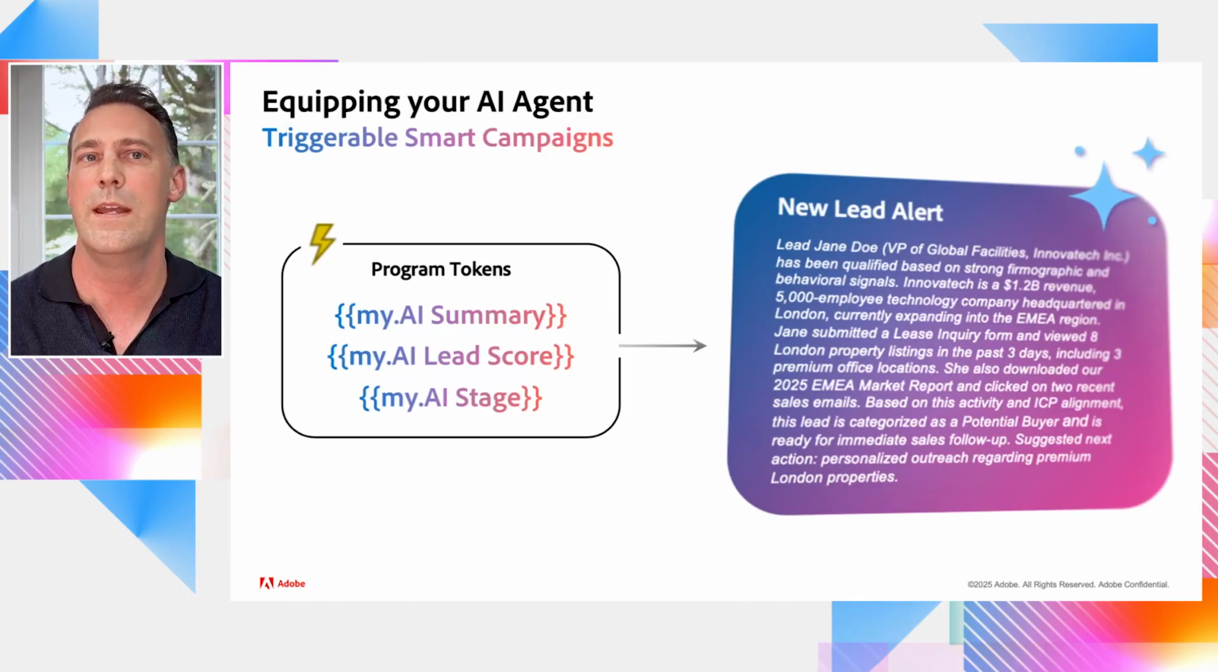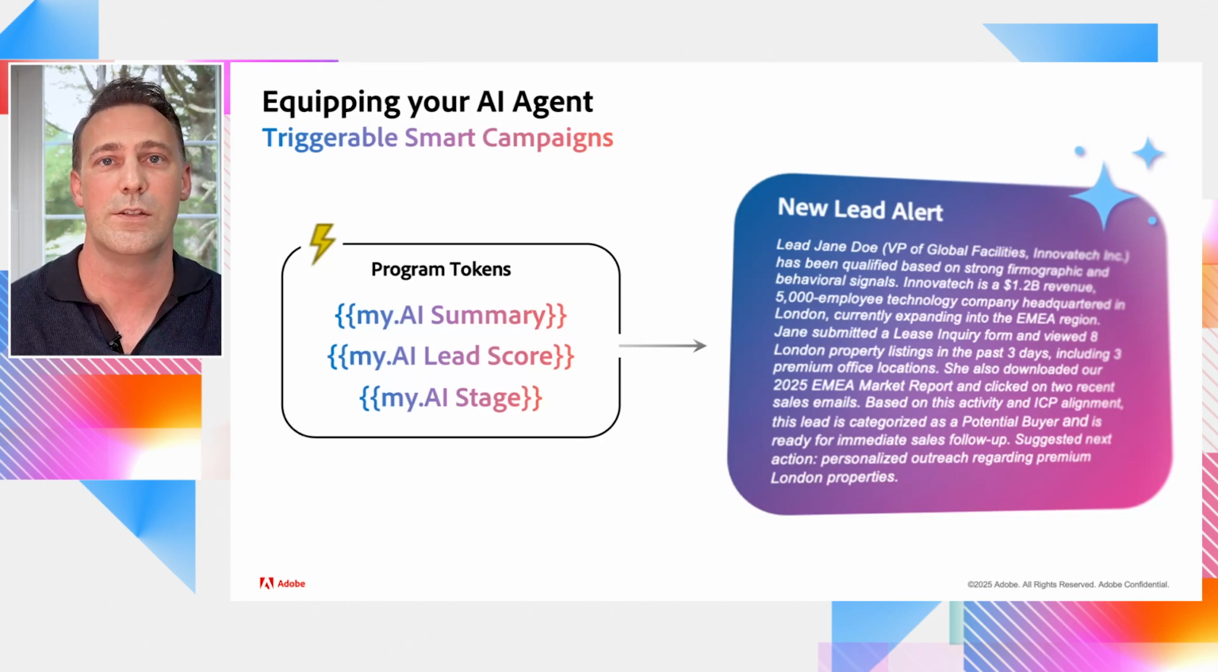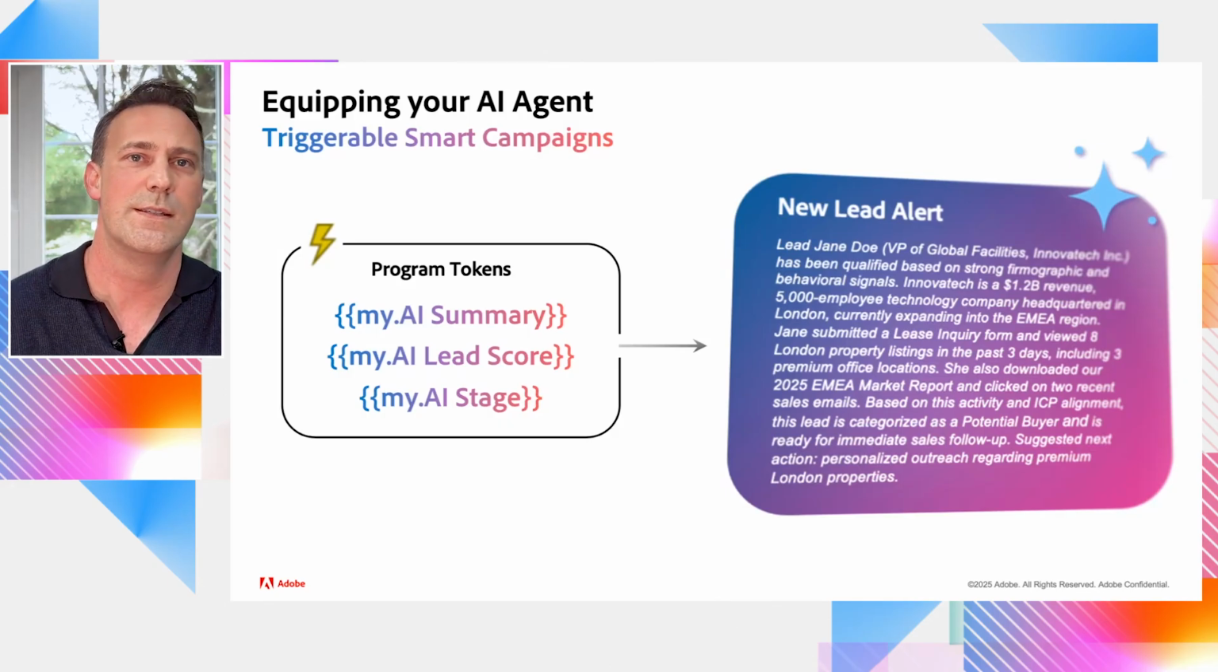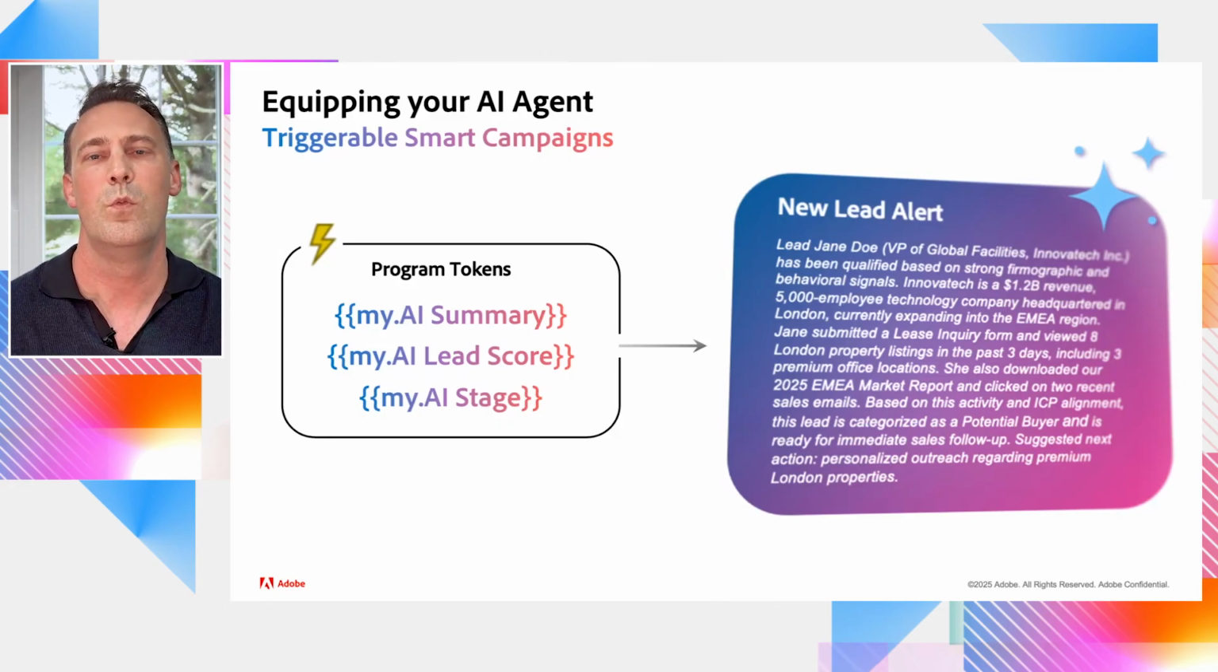So for example, if the agent decides to qualify a lead, it can pass in an AI summary explaining its logic and why the lead is qualified. We can use this token to change a data value like description, or even to populate the body of our alert email to sales. We can also have it pass a lead score, a suggested stage, or any other information we want to share. With this, we are not just allowing the AI to take action, but also giving it a voice.